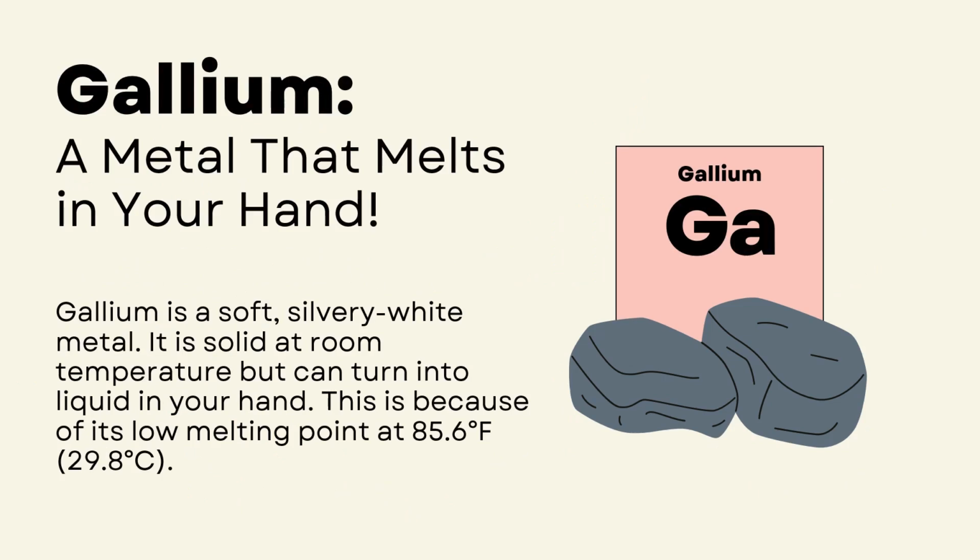Gallium, a metal that melts in your hand. Gallium is a soft, silvery white metal. It is solid at room temperature but can turn into liquid in your hand. This is because of its low melting point of 29.8, which we roughly said is 30 degrees Celsius or 85.6 degrees Fahrenheit.